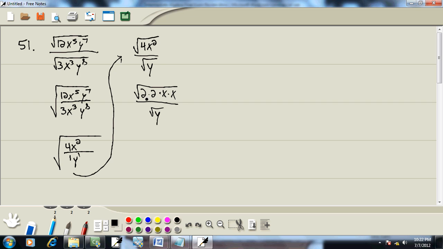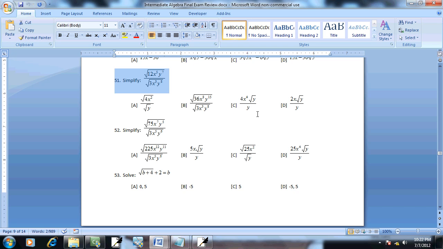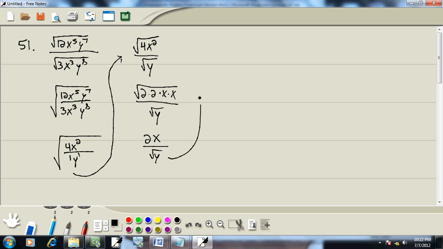Well, remember the square root, we're looking for a pair of something. Here's a pair of 2's, and here's a pair of x's. So it comes out as a single 2 and a single x. And there's nothing left inside the square root, so it disappears. And we've got this. Now as I look at my answers, none of them have squares or absolute values in them, so we're not concerned about making sure it's positive. It's an assumption that it is.